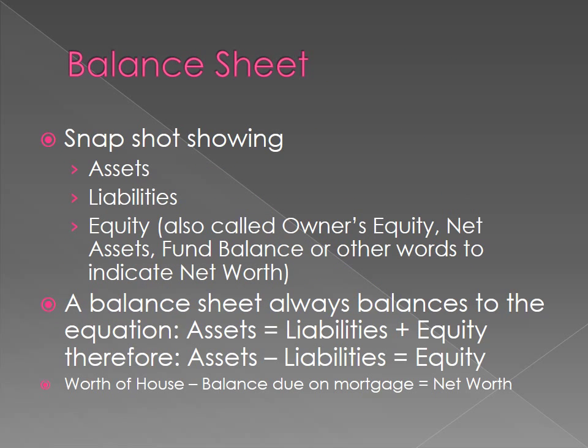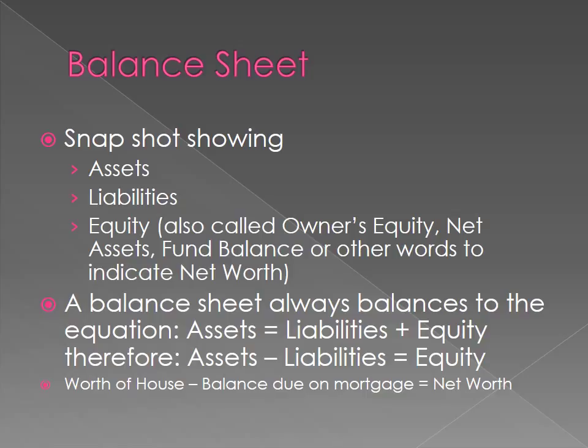Let's move on to the balance sheet. The balance sheet is a snapshot showing our assets, liabilities, and equity. Now, equity is named a number of different things. It's called owner's equity, net assets, fund balance, or any other words that indicate net worth. Now, a balance sheet always balances to the equation assets equal liabilities plus equity. And therefore, of course, assets minus liabilities equal equity.